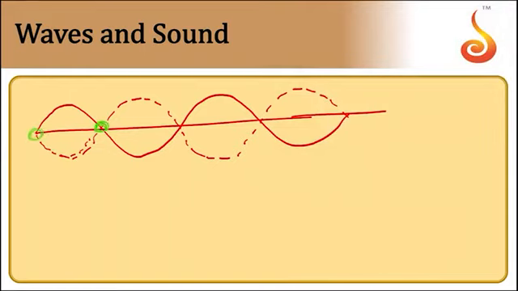These points where the amplitude is minimum are nodes. And the other points where the amplitude is maximum are antinodes.